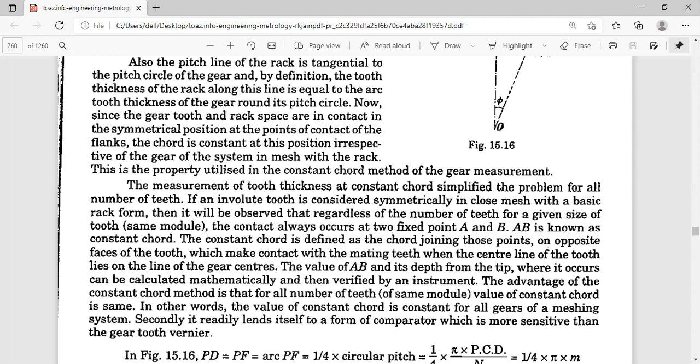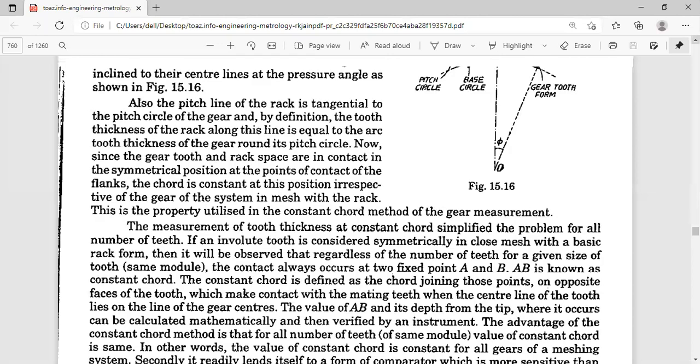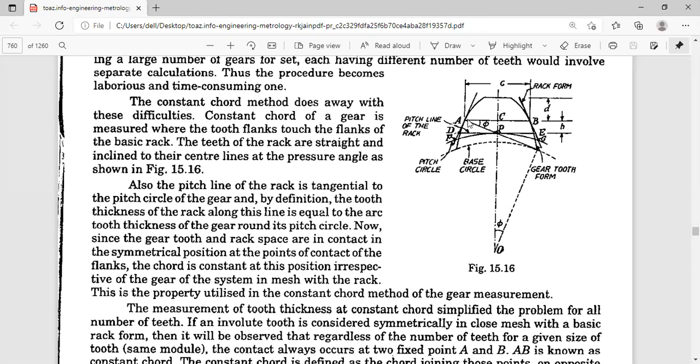We are considering only the involute tooth, which is symmetrically enclosed with the basic rack form. Already we have seen in the diagram. It will be observed that for any size of tooth, that is the same module, the contact will be at fixed points. The contact will be at the fixed points A and B. You have to consider the A and B points as the contact points at the flank, two fixed points.